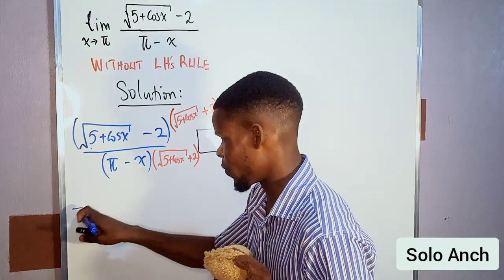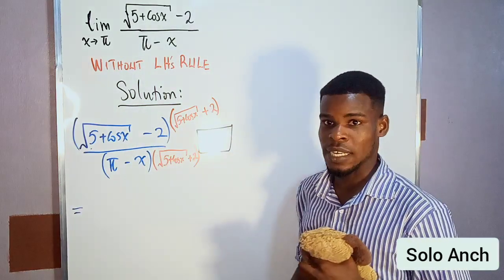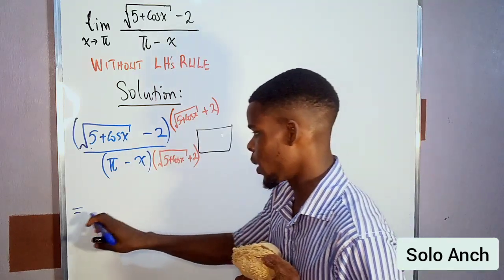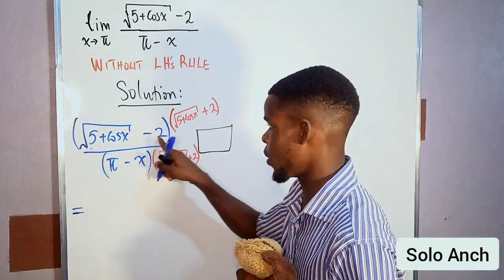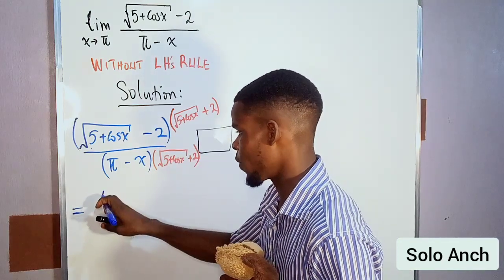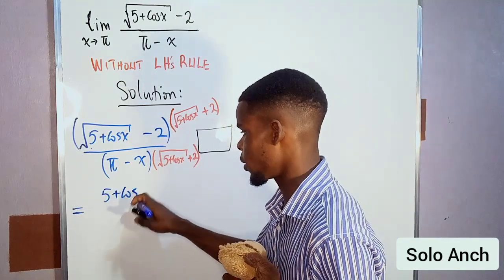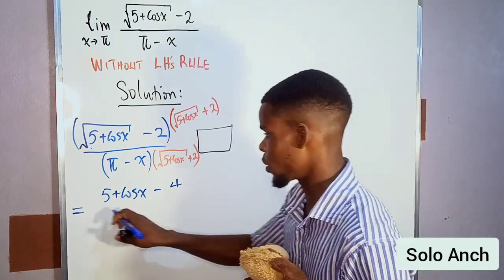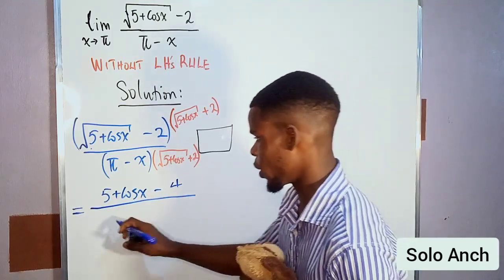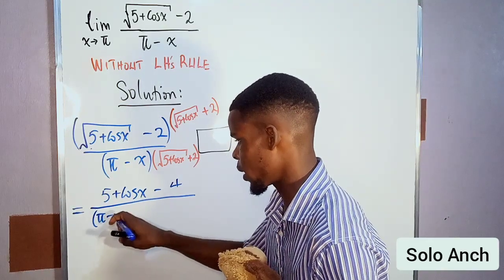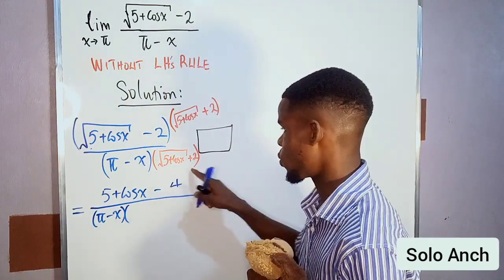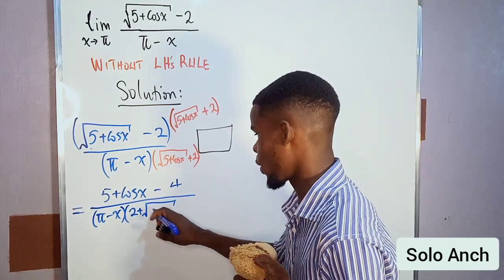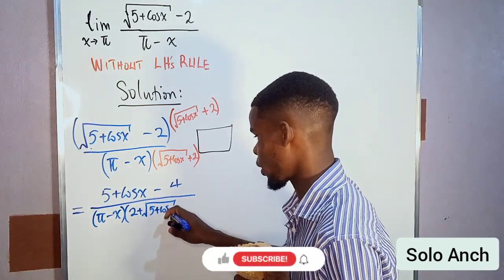Let's see what this will give us. We're using the fact that when we factorize a difference of two squares, we get the square of this minus the square of that. So that will be 5 plus the cosine of x minus the square of 2, which is 4. That is when we multiply the numerators. The denominator will stay the same. We are not going to expand that. So this is pi minus x times this right here. Maybe let me put the 2 in front. So that will be 2 plus the square root of 5 plus the cosine of x.